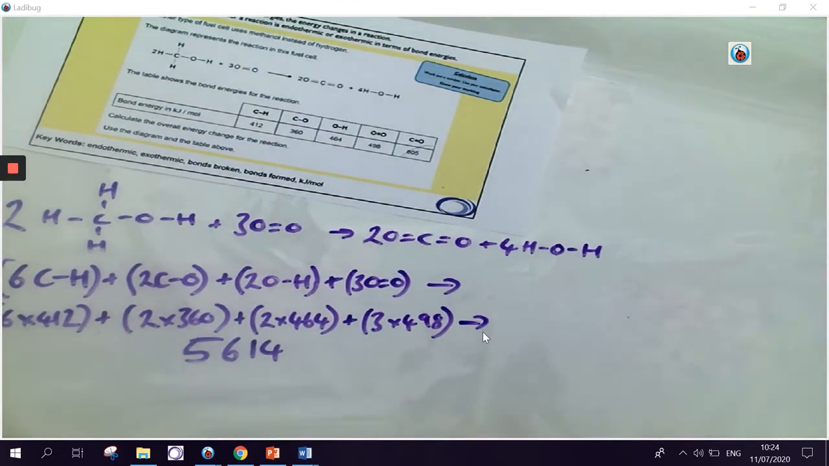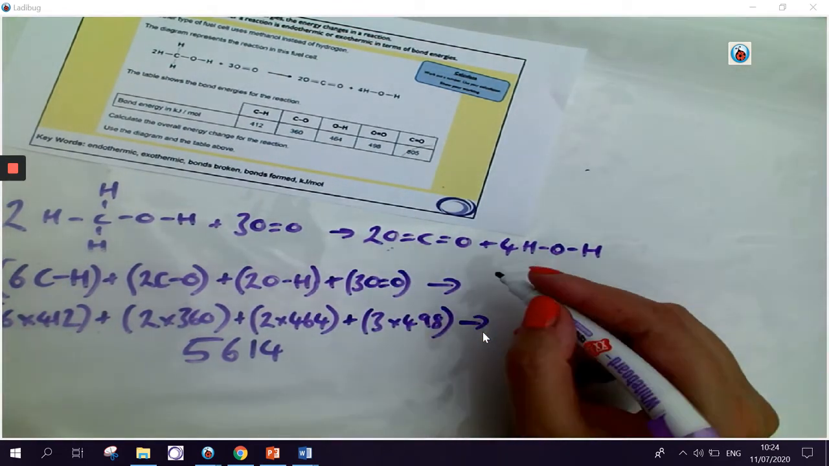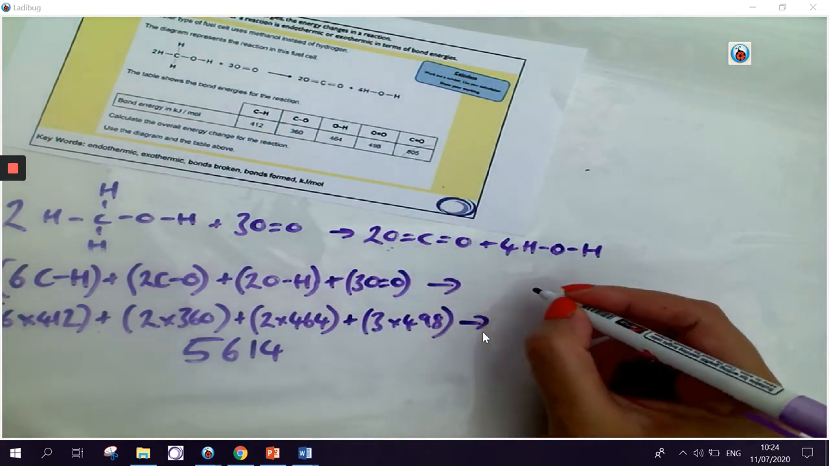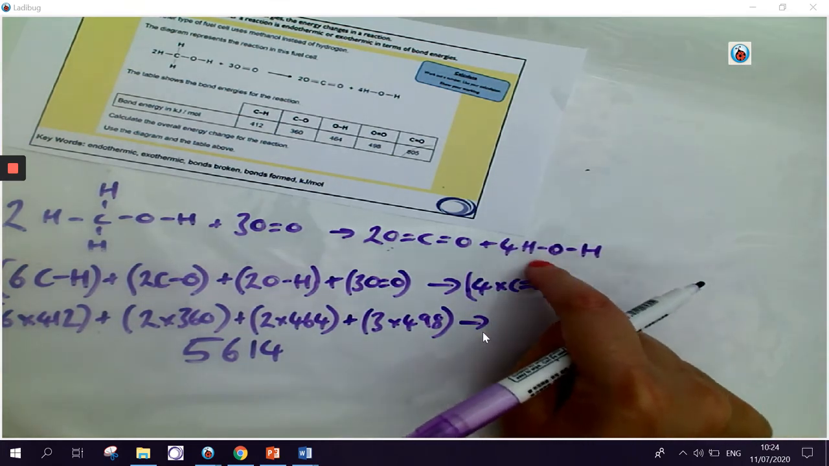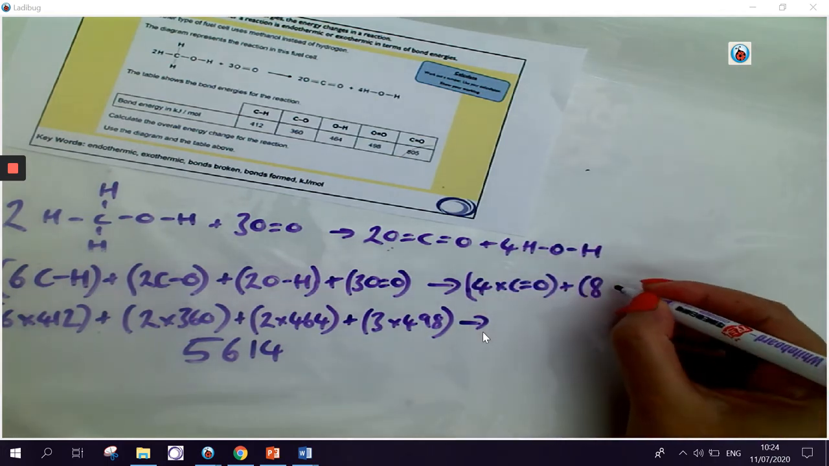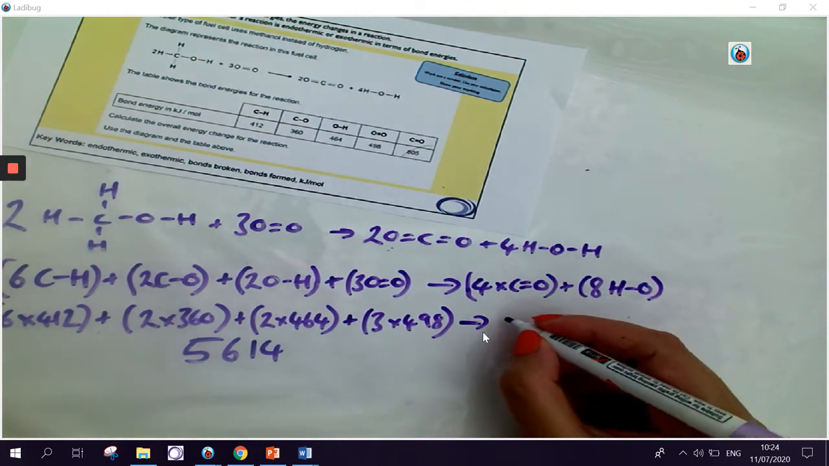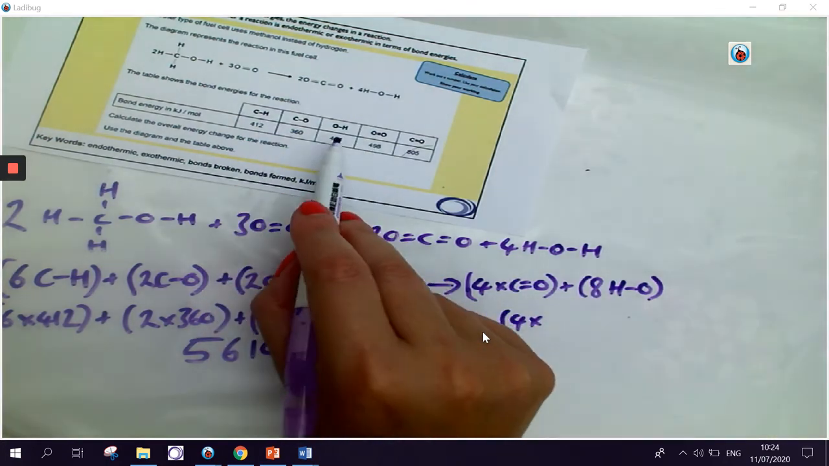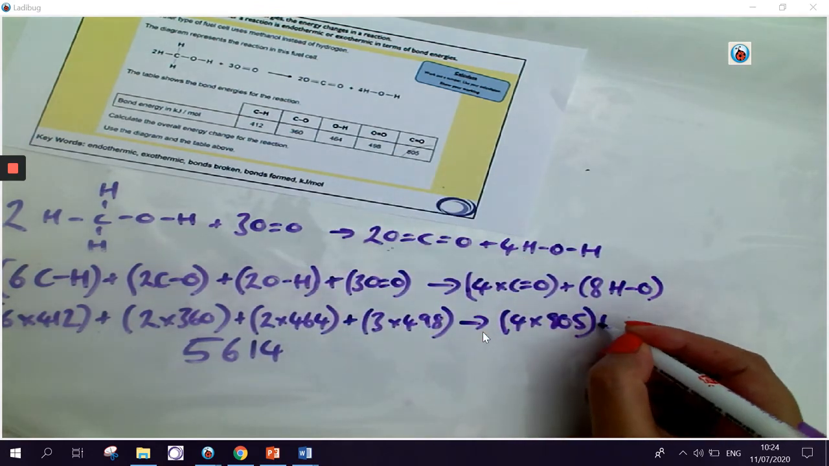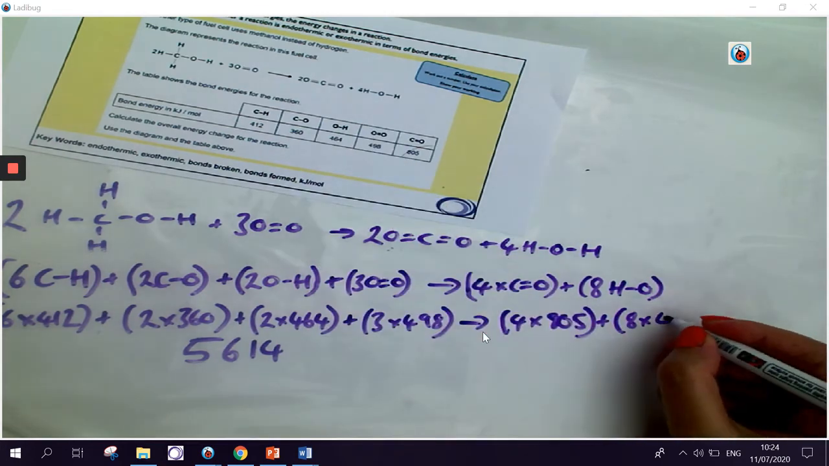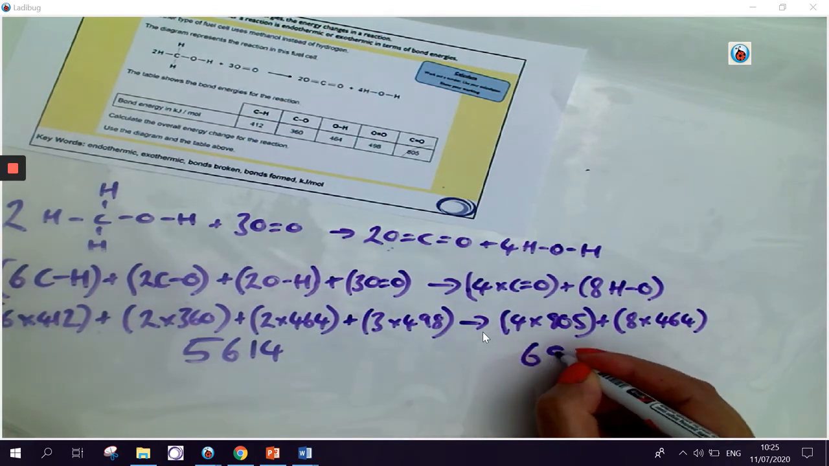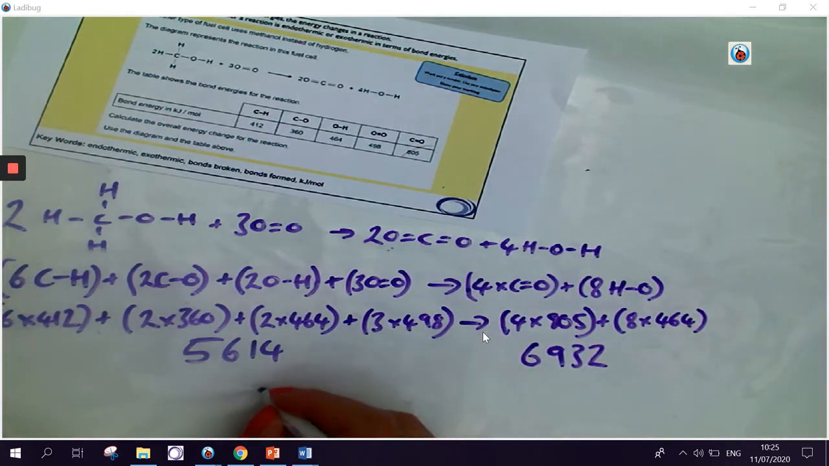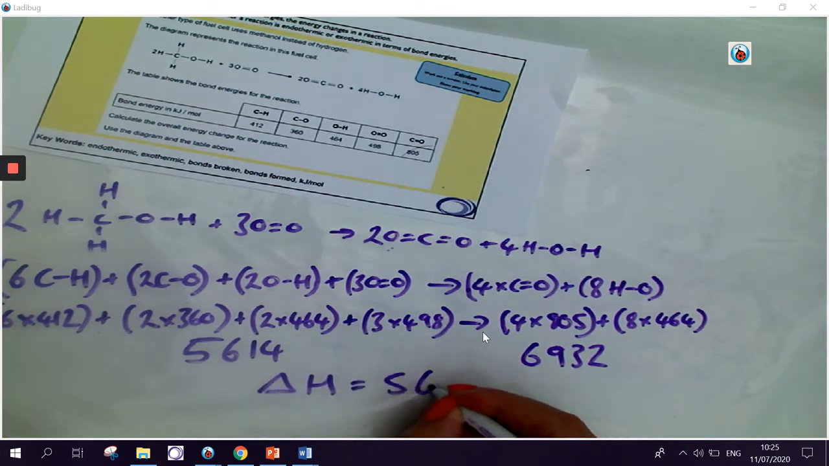Right, let's do the products now. So on the product side, I've got 2 of this carbon dioxide molecule, and the molecule has 2 carbon to oxygen bonds. So that means I've got 4 carbon to oxygen bonds added to the 2 hydrogen to oxygen bonds, but there's 4 of that molecule, so there's 8 hydrogen to oxygen bonds. So 4 times 805, add 8 times 464, which equals 6,932.